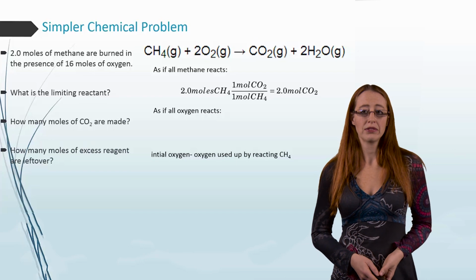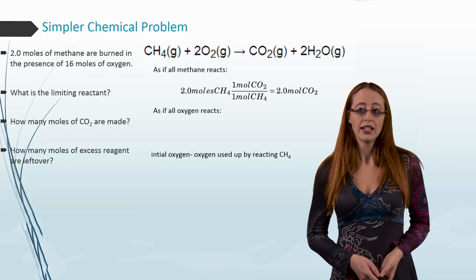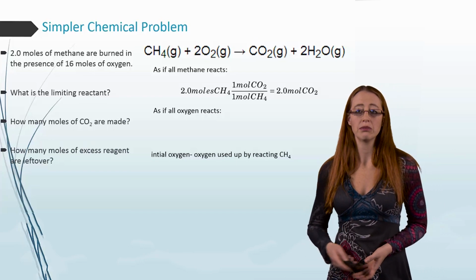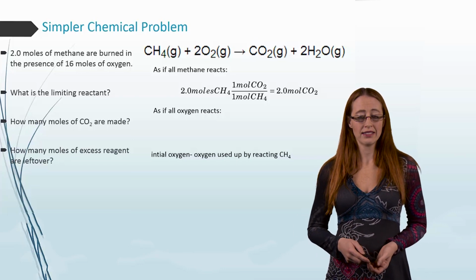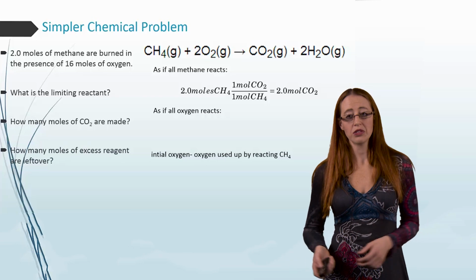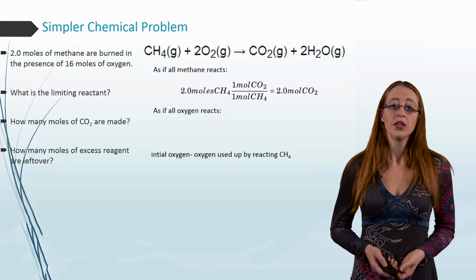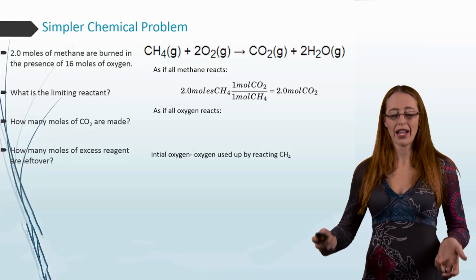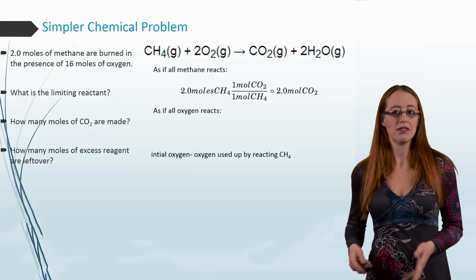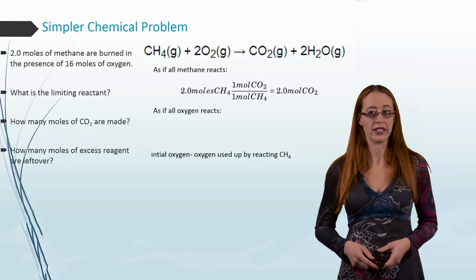If all of the methane reacts, we have 2 moles of methane, and for every mole of methane, we get 1 mole of carbon dioxide. Now, why did I solve for carbon dioxide instead of water? Well, for solving for the limiting reagent, it doesn't matter at all. The reason I picked carbon dioxide is because the next part of the problem asks for carbon dioxide, so it saves us a little bit of work to just solve for that one instead of the water.